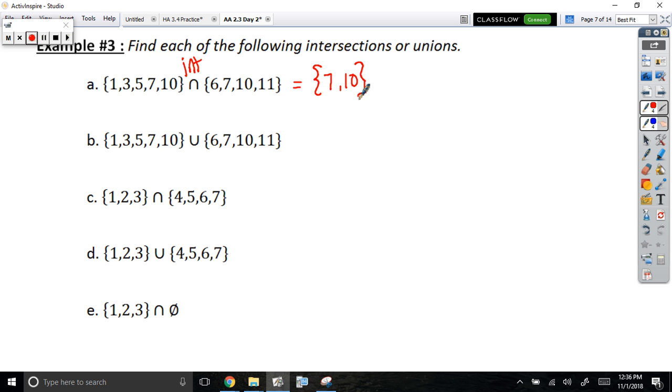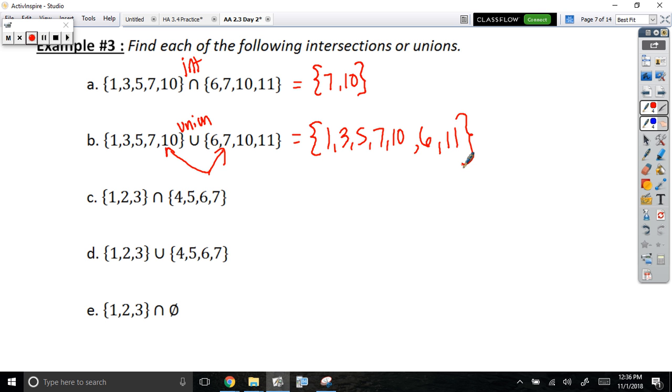Example B, we have a union. So this is the annoying one where you have to list everything, unite the two sets as one. If you want, I know a lot of people like to do it this way, just list everything in the first set. So 1, 3, 5, 7, 10. And then list anything from the second set that you haven't already listed. So 6, we already have 7, already have 10, but we need 11.